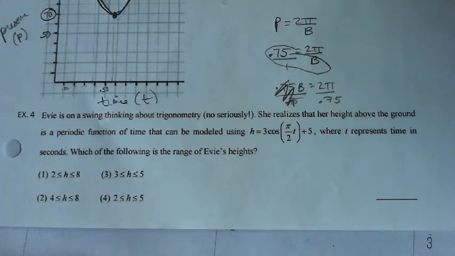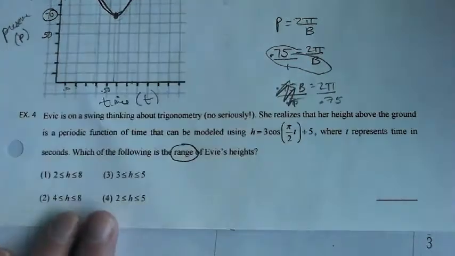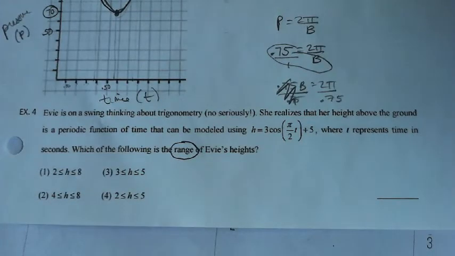Something that's entirely unrelated to trig that could hold you up if you don't know what that word means is the range. I hope you all know what it means, but I'll just tell you just in case. It's the span of your y values. So from the lowest point on the graph to the highest point on the graph.